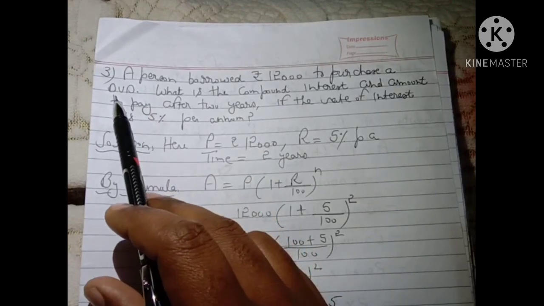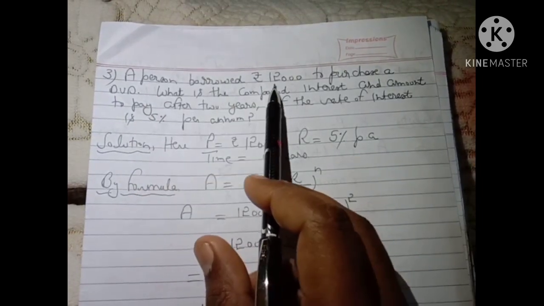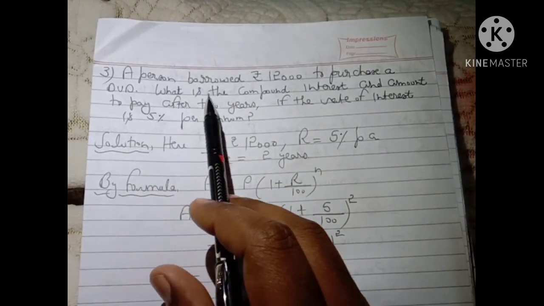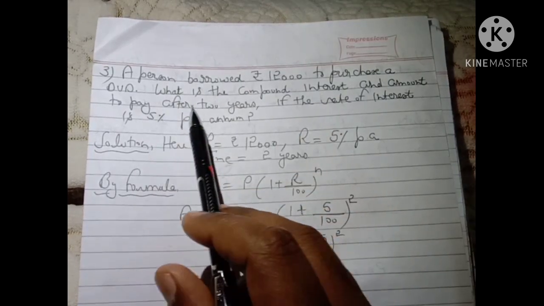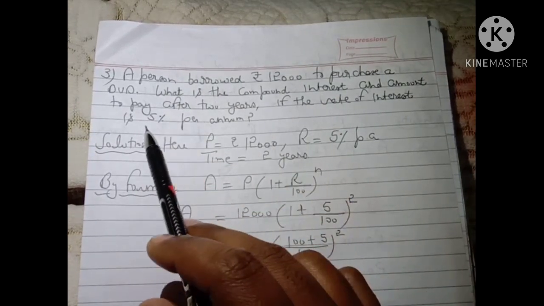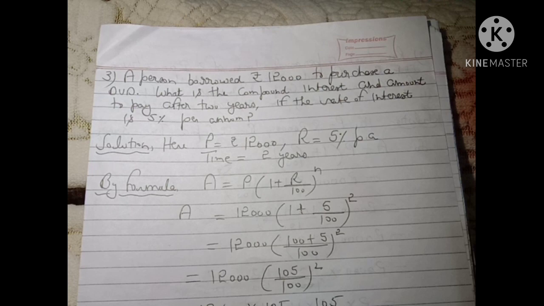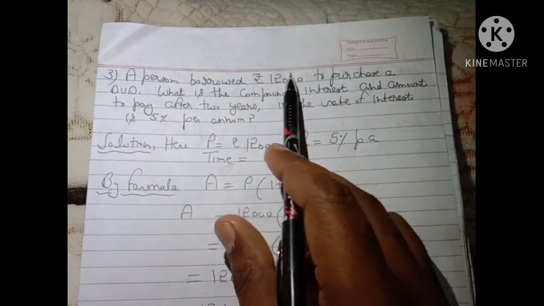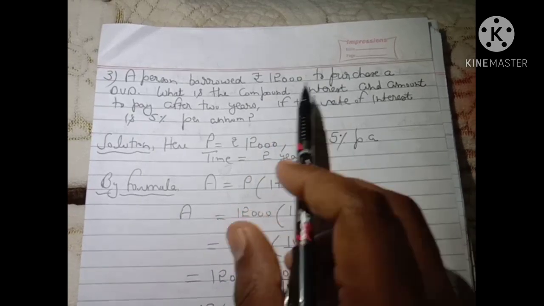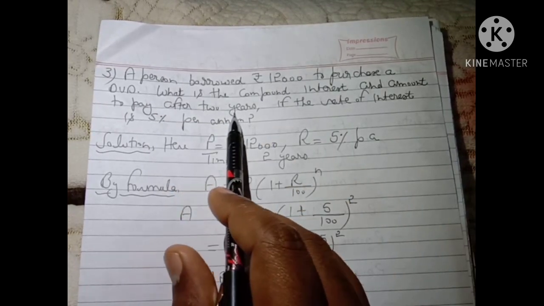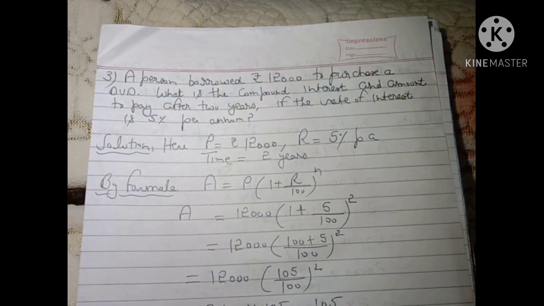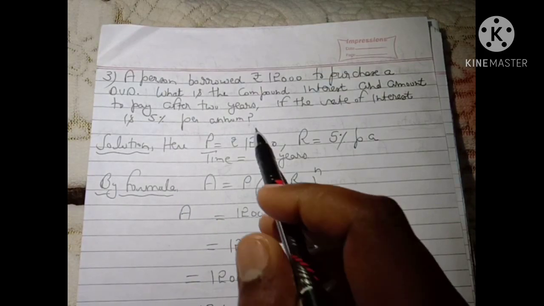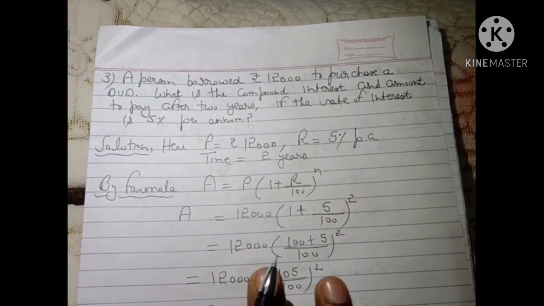Okay, now see the third sum. In this sum you can see a person borrowed 12,000 to purchase a DVD. What is the compound interest and the amount to pay after 2 years if the rate of interest is 5% per annum? So in this case 12,000 is the principal, the time period is given, that is 2 years, and the rate of interest is given, 5%. So even in this case we have to find the amount and the compound interest.